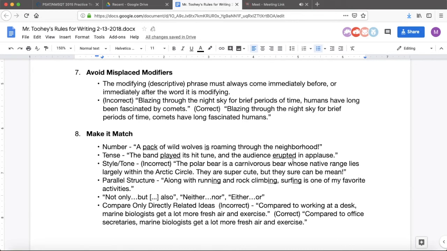Incorrect. The polar bear is a carnivorous bear whose native range lies largely within the Arctic Circle. They are super cute, but they sure can be mean. Okay, and what's wrong with that? You're already giggling, rightly so. What's wrong with that? It was super factual, and then it was just like, they're cute.